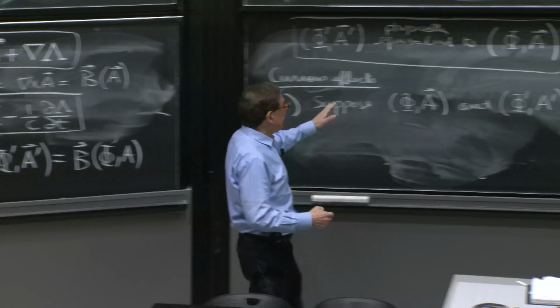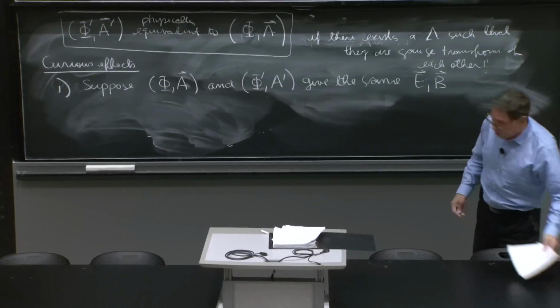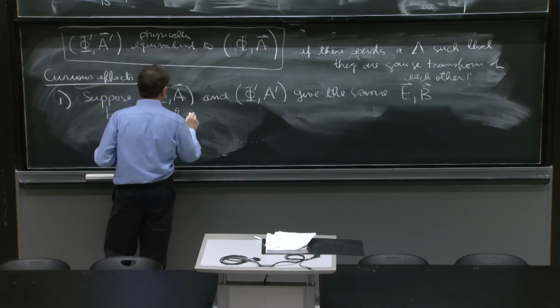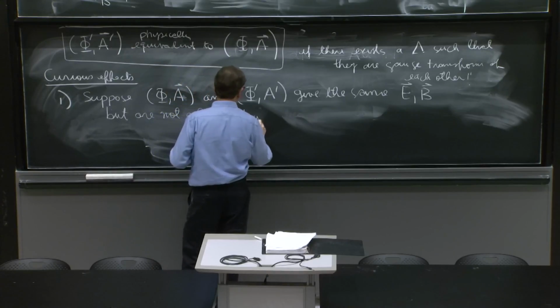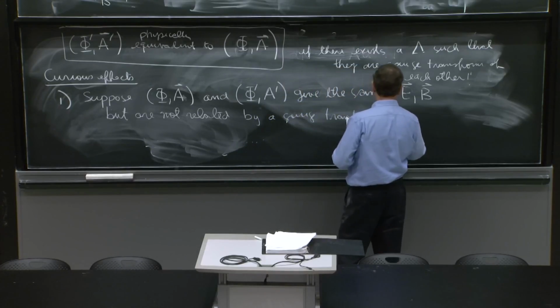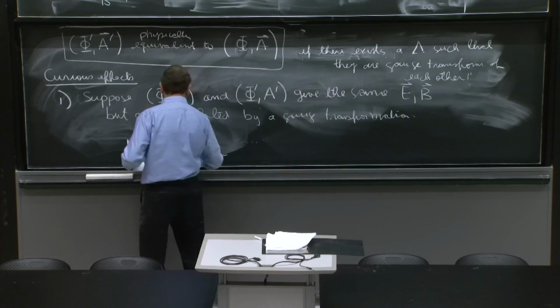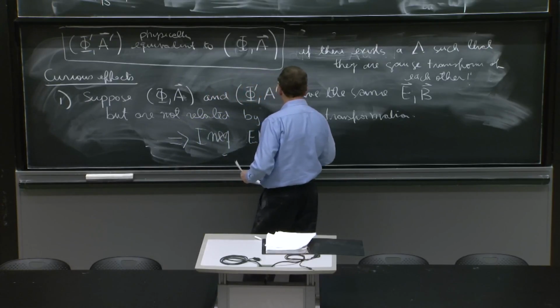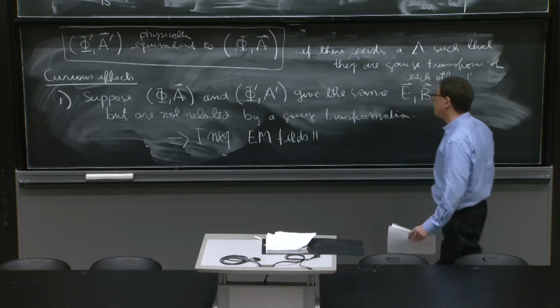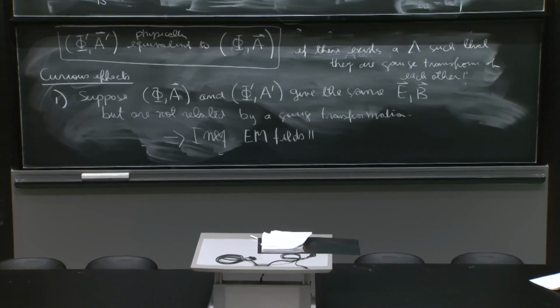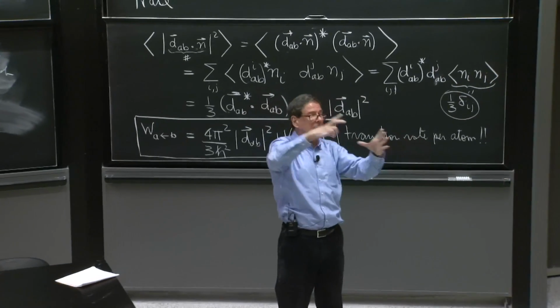So suppose A and this give the same B field, but are not related by a gauge transformation. Then these are inequivalent EM fields. They could have different quantum mechanics, and we will see that. So one example is what people call Wilson loops. Wilson loops correspond to some closed curve in space that you cannot contract.